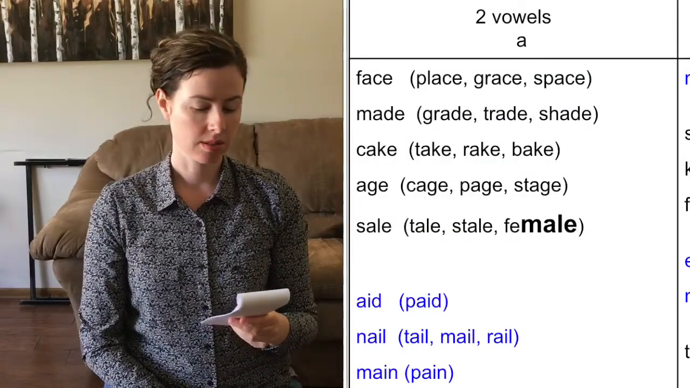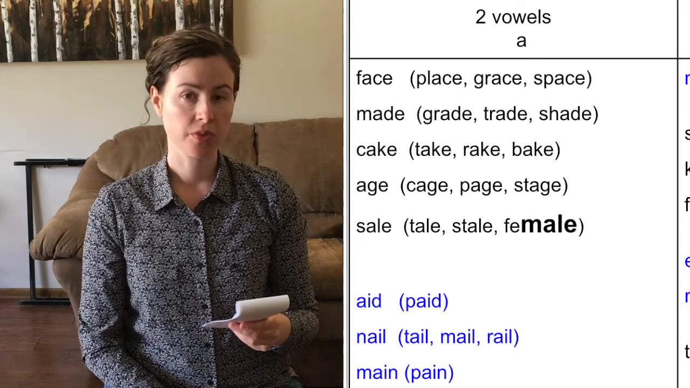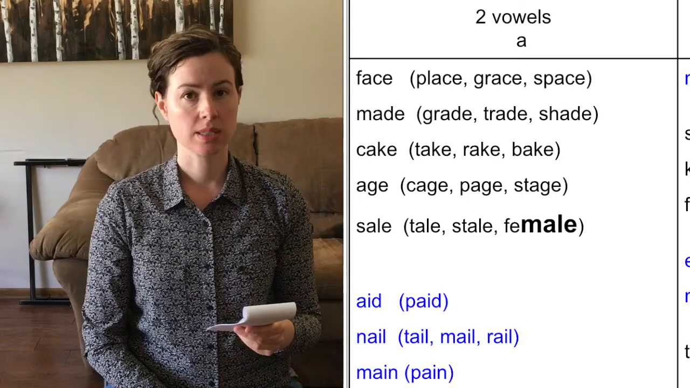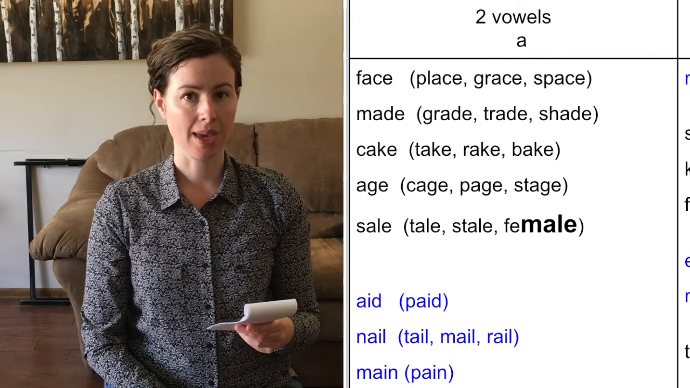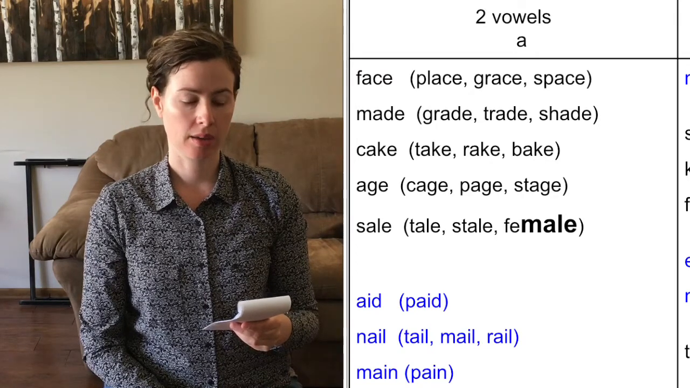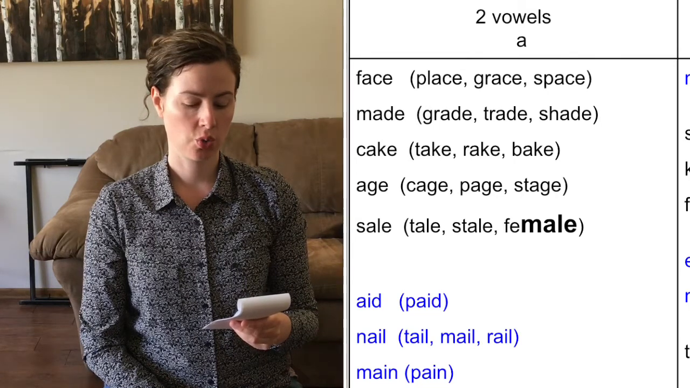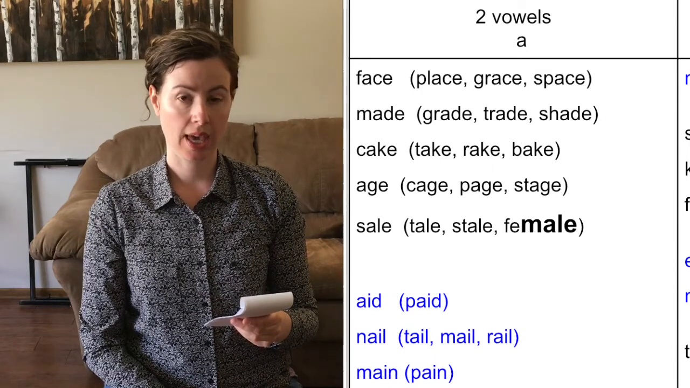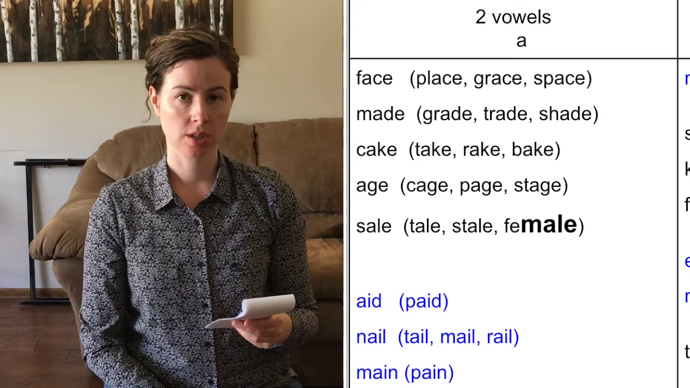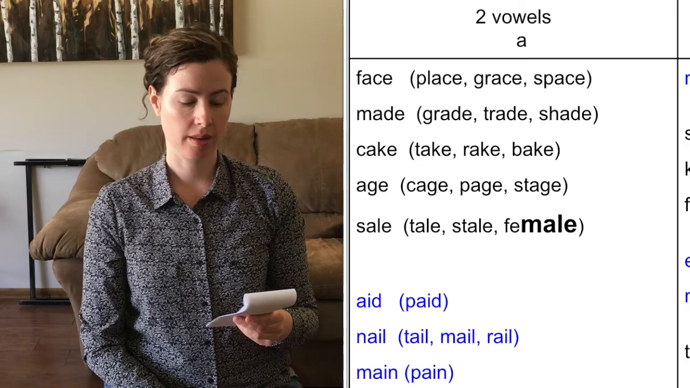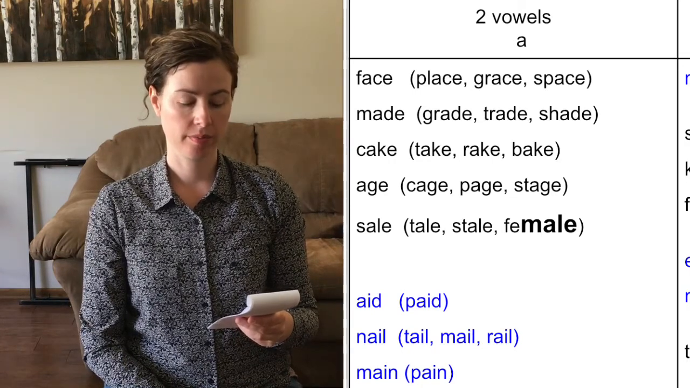Let's practice some A words. Face, place, grace, space, made, grade, trade, shade, cake, take, rake, bake, age, cage, page, stage, sail, tail, stale, female.